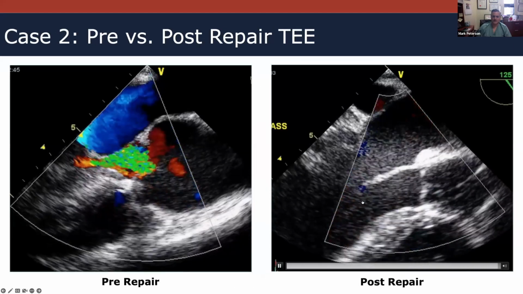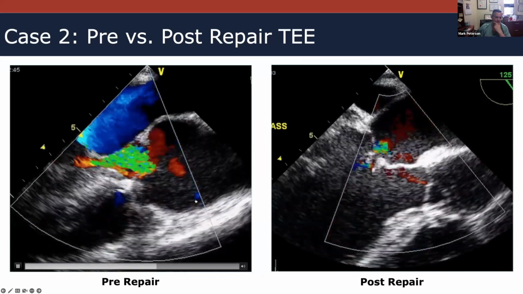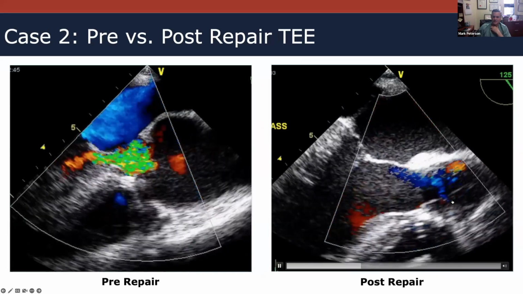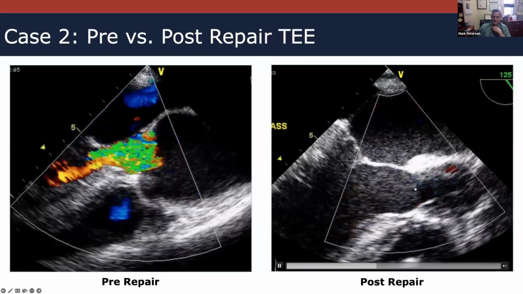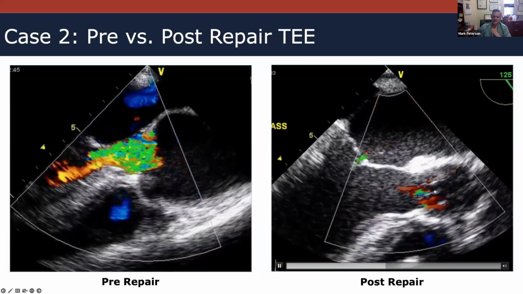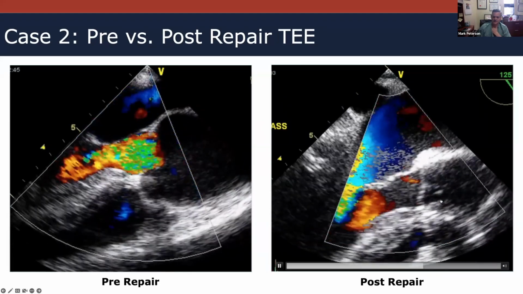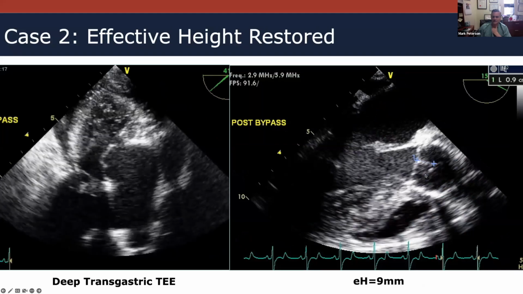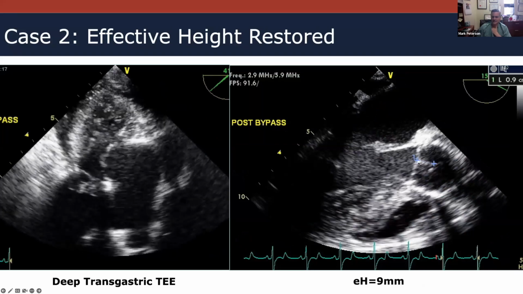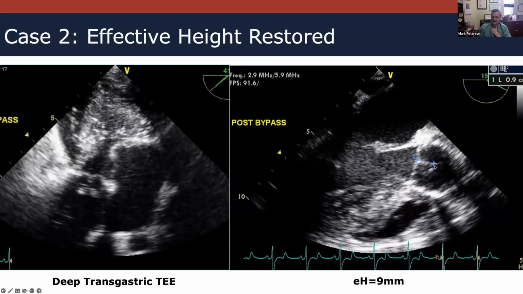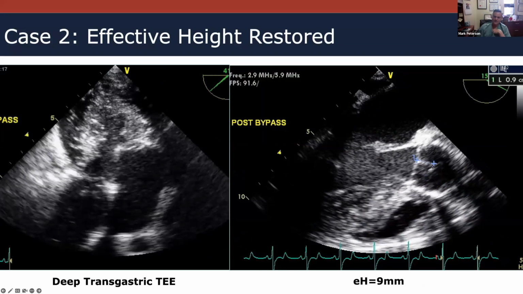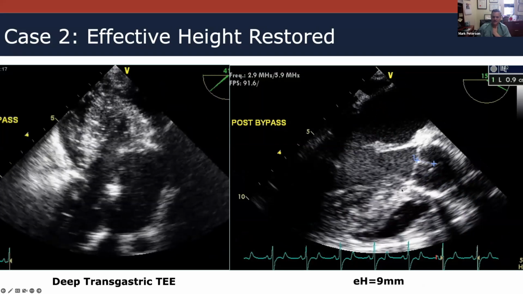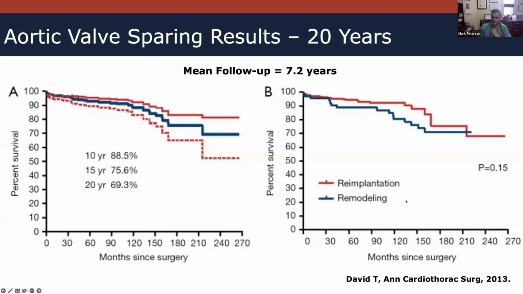So on case 2 that I showed, here's the preoperative echo. You can see there's severe AI, and here's the post-repair echo. There's trace aortic insufficiency, and we've measured. I think we're going to show that here. So here's the echo measurement of the effective height, it's 9 millimeters. And in fact, the valve is coapting along the whole effective height. So the coaptation height will be very similar, probably 8 to 9 millimeters as well.